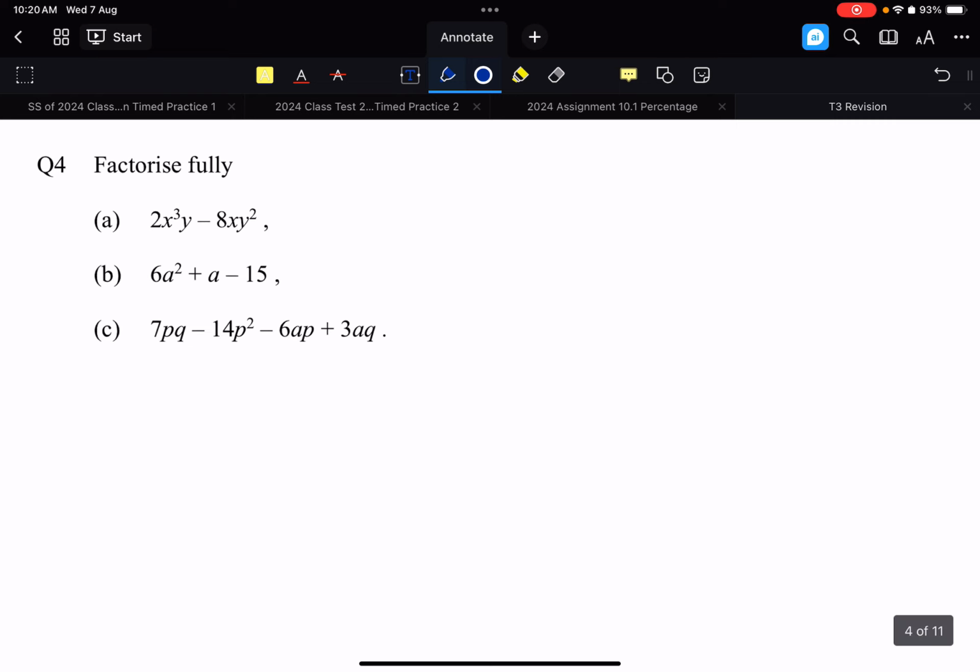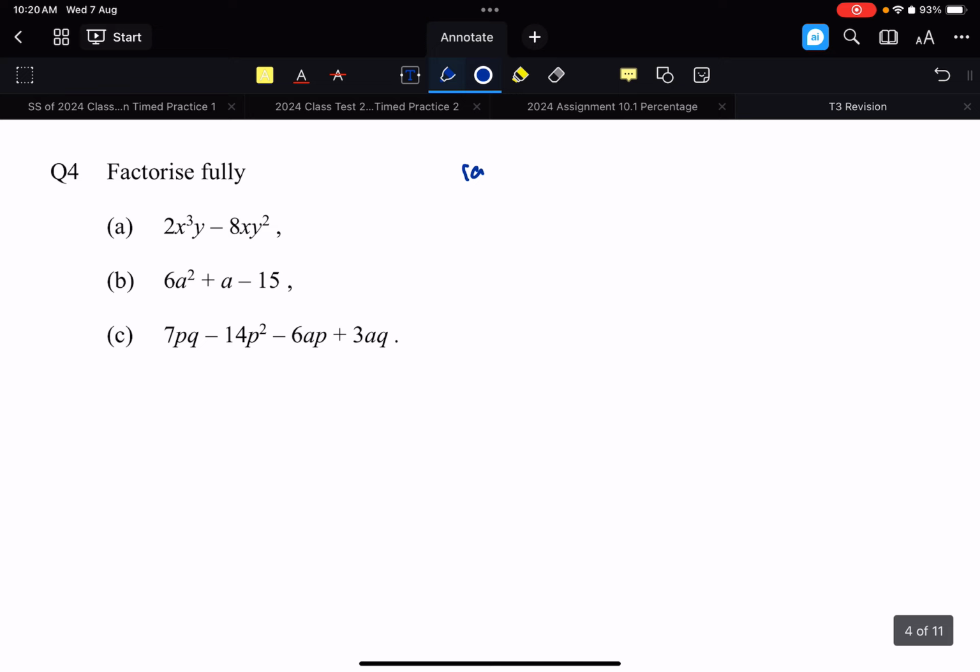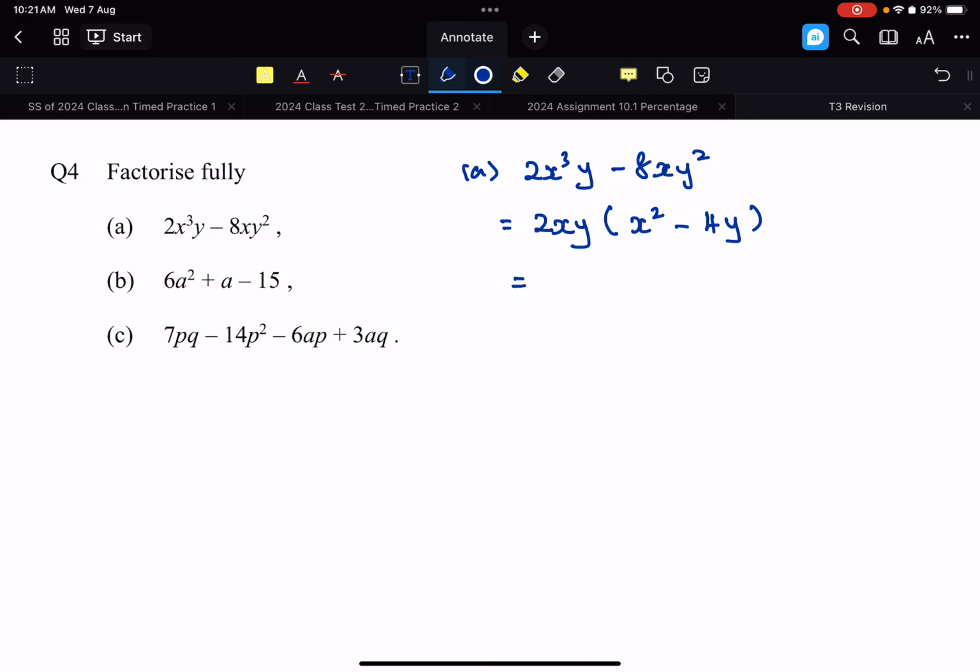Okay, next question. Factorize fully. So let's go. First one, 2x cubed y minus 8xy squared. What we're going to do is, first we're going to identify the common factor, extract them out. So 2xy is common. I will end up with x squared here, right, minus 4y, right? Now, after this, is it the simplest form? It's the simplest form, right? We can't do anything because 4y is not a perfect square. So that's the simplest form. We're done. Part B.